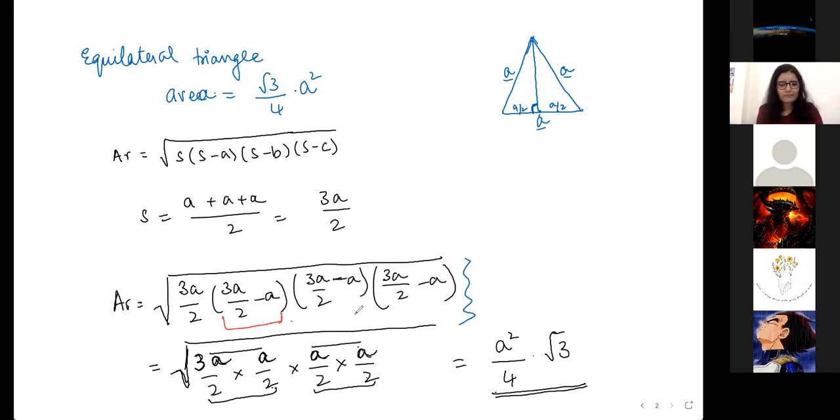I was getting very different answers. First I got root 3 upon 4 into a square, like that. Then I got root 3 upon 4 a square, which is the correct answer. No, I thought a square upon 4 root 3 is the answer. Is there a difference between this and this? Like if I do 2 into 3 or 3 into 2, is there a difference? Yeah, I got it. Same thing. Yeah, no worries.